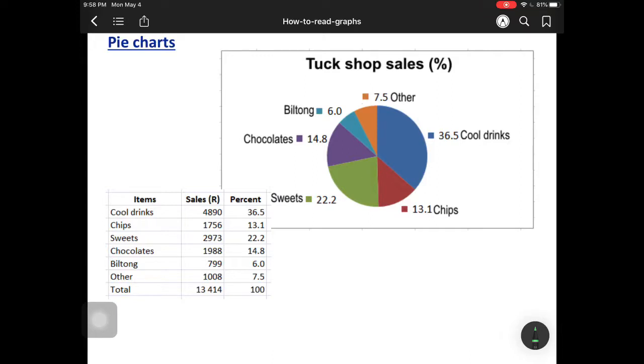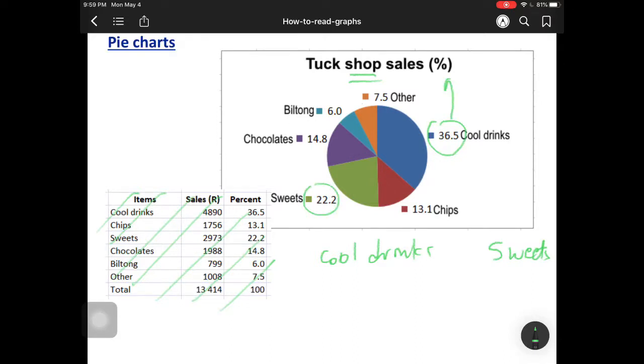Now this chart shows the distribution of sales in a shop. So let us forget this for a while. We cannot look at the table. Let us look here. So this shop sold cool drinks and sold sweets. Which did it sell more of? As you can see, this is 36.5%, whereas the sweets, this is 22%. So the sales were more of cool drinks than in sweets.